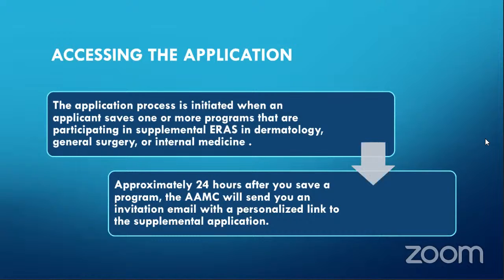After you start to save programs that are related to supplemental ERAS, AAMC will send you an email containing the access for the supplemental ERAS. Approximately 24 hours after you save a program, the AAMC will send you an invitation email with a personalized link to the supplemental application.